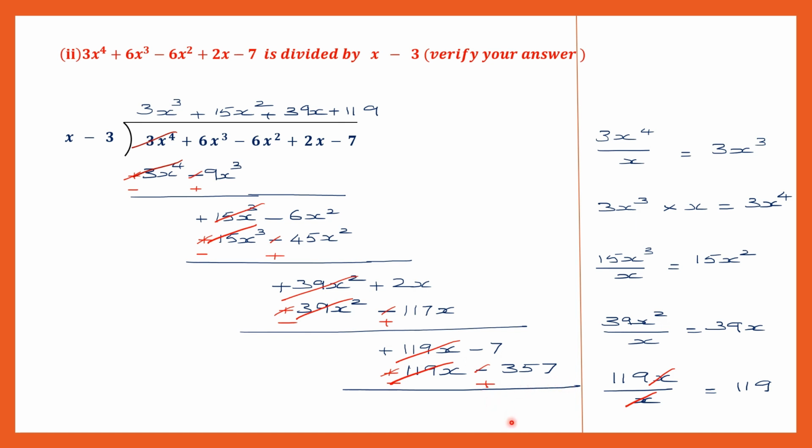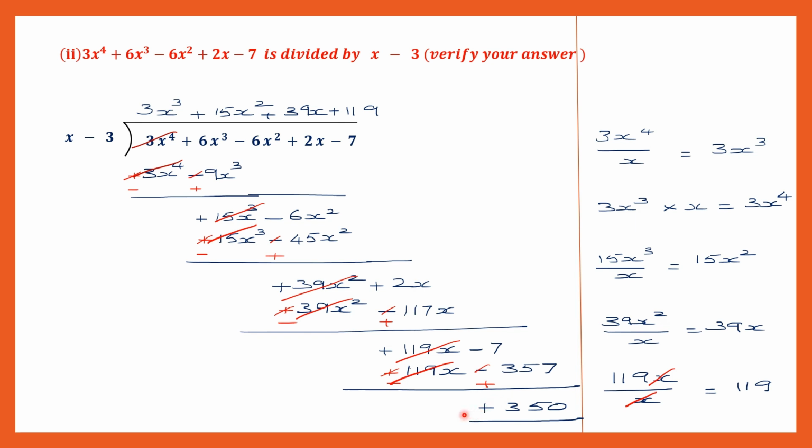So here signs are different. So put the sign of the bigger number and subtract. 357 minus 7 is 350. So we have a remainder this time as 350. So we have found our quotient. We have found our remainder. So that is the first part of the question. So you need to write quotient and remainder.